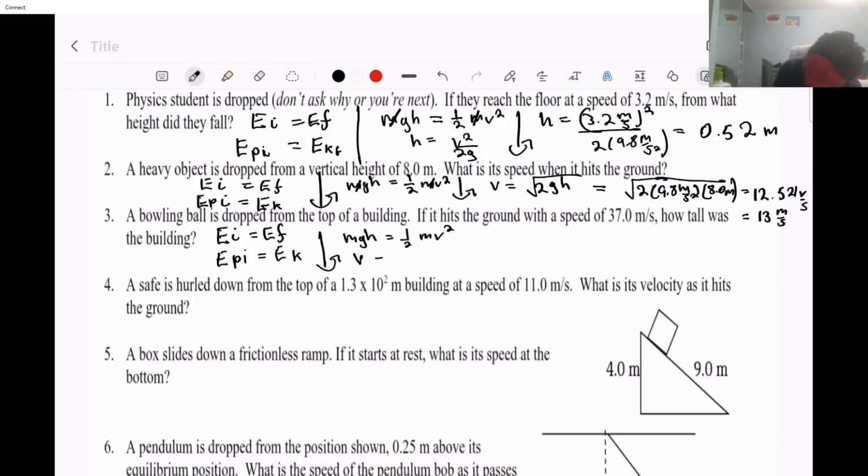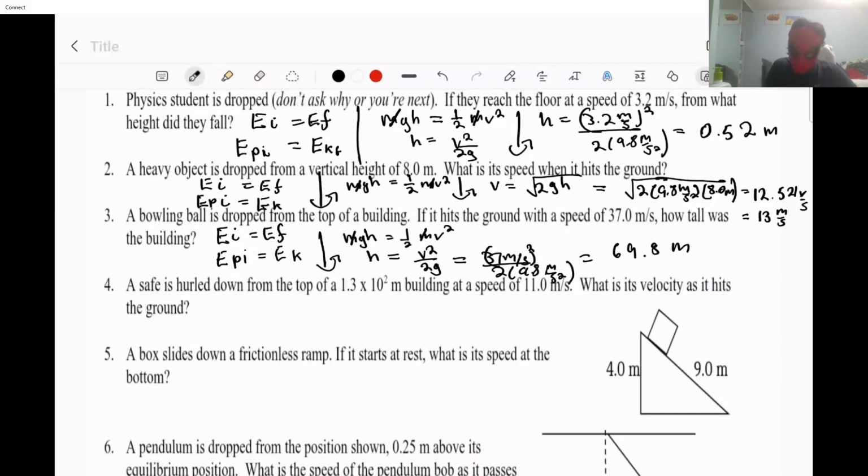It's important to show your work to get the full marks. h equals v squared over 2g. 37 squared over 2 times 9.8 should give us 69.846 meters, but we need 3 significant digits, so 69.8 meters should be our final answer.